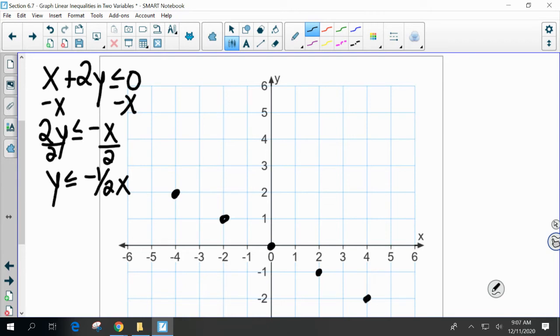Okay, so this time, this is a solid line because this is a less than or equal to. So I'm going to draw a solid line through.